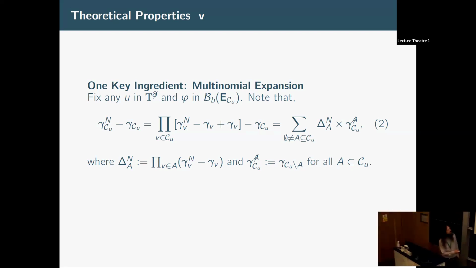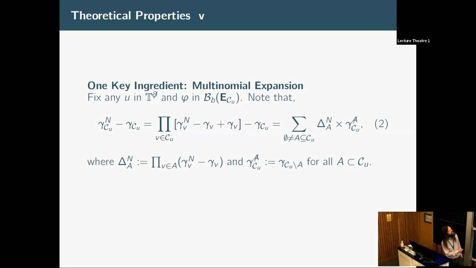And so the idea is, if you have an n particle approximation of each of the children of U, and you want to compare it with U, well, if we add and subtract the actual target measure at each of those children, then we're not changing anything. We can write this quantity as a product over all of the children of those differences. And then we can do a multinomial expansion of that product, taking the difference of these as one of the terms and the exact thing as the other.